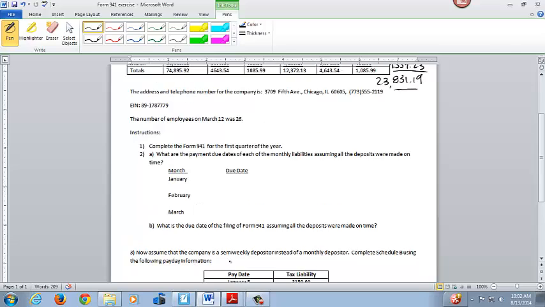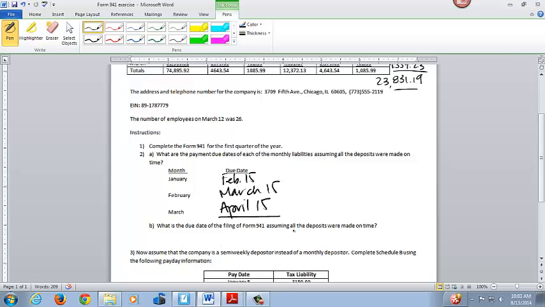So let's just look and see what other things I asked you. In 2A, I asked you what are the payment due dates of each of the monthly liabilities, assuming all the deposits were made on time. So remember that here our due dates are going to be the 15th of the month after the month when the payroll was paid. So for January, our due date would be February 15th. In February, our due date would be March 15th, and in March, our due date would be, of course, April 15th. So again, that's if you are a monthly depositor.